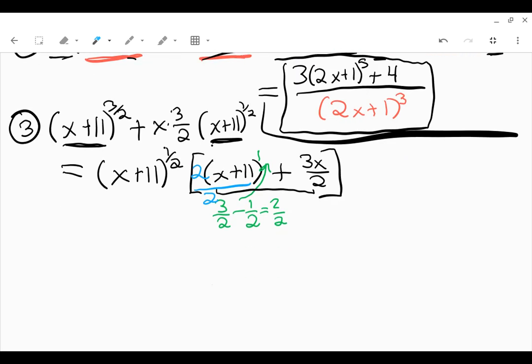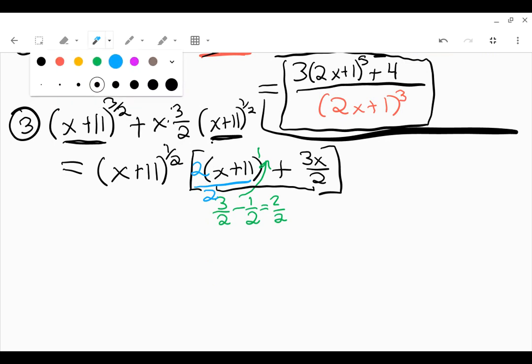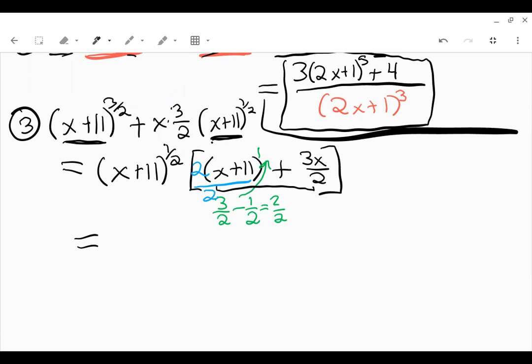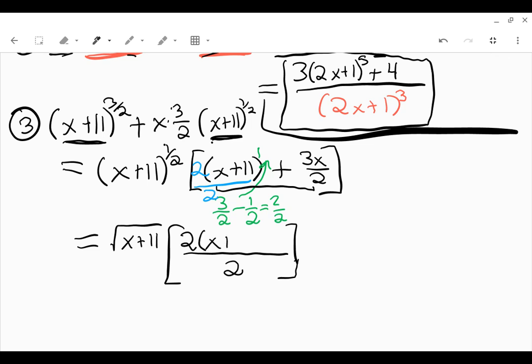Let's see if I can bump this up. Yes. So this is x plus 11 to the 1/2, which is the same as writing the square root of x plus 11 times, okay, so what we have inside the brackets there, both terms are over 2. So I can write this as a single fraction with 2 on the bottom. On the top, we have 2 times x plus 11 to the first plus 3x.